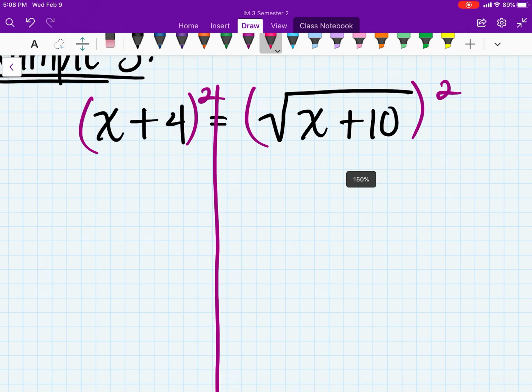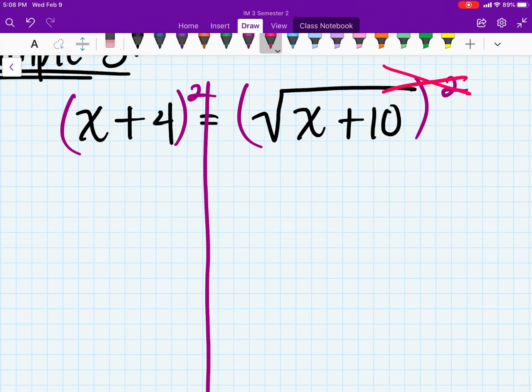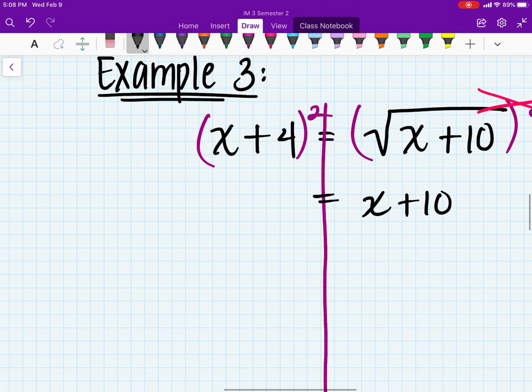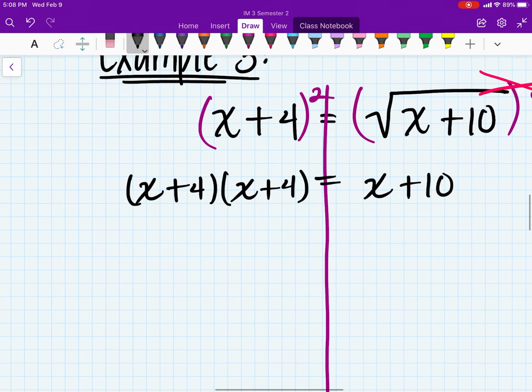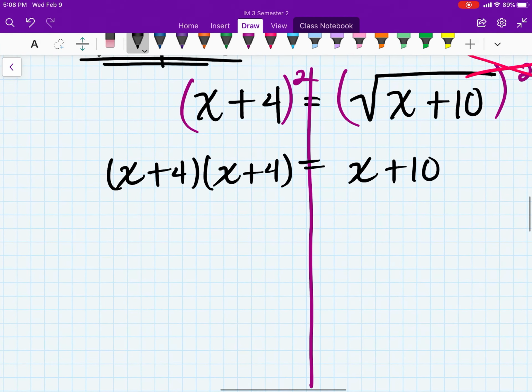And in this case, this actually cancels out the square and the square root. And I'm left with x plus 10. And on the left-hand side, x plus 4, all of it squared, is actually the same thing as saying x plus 4 times x plus 4. All right. Now, in this case, guys, on the left-hand side, I do have to multiply this out.